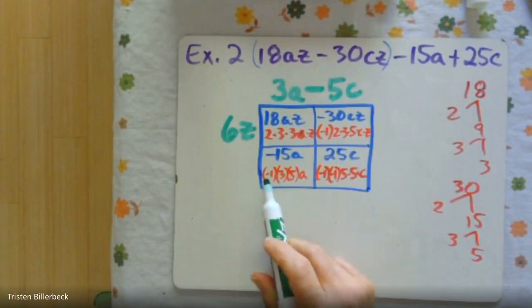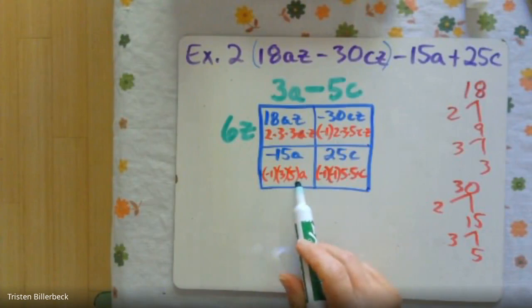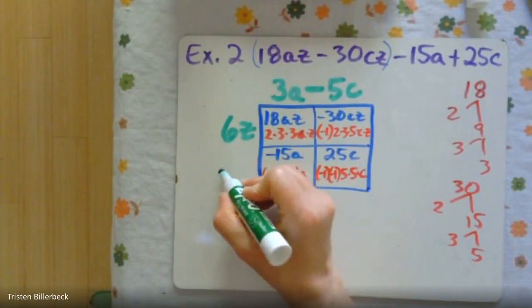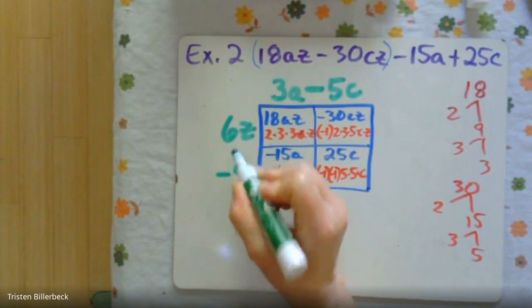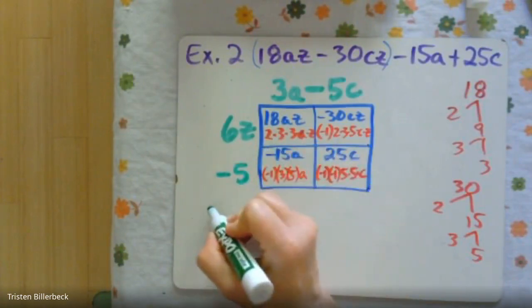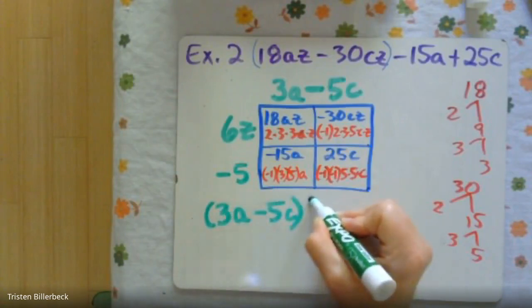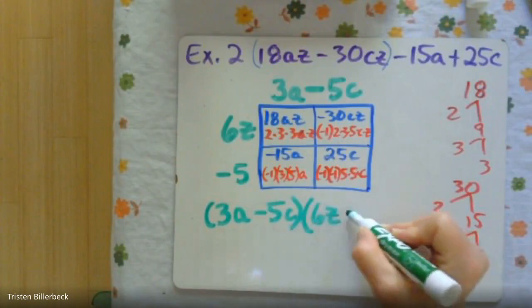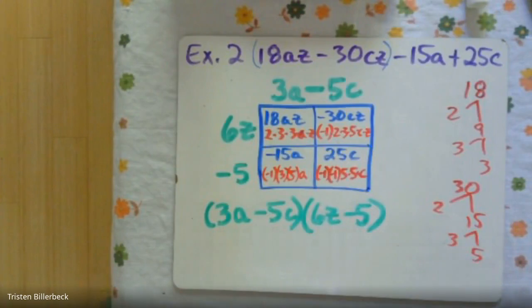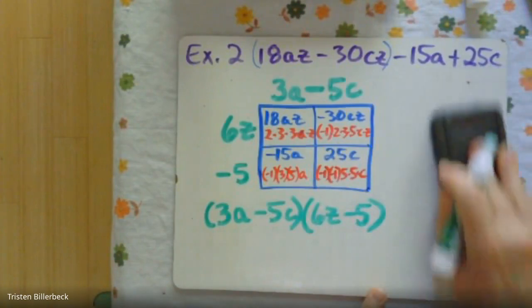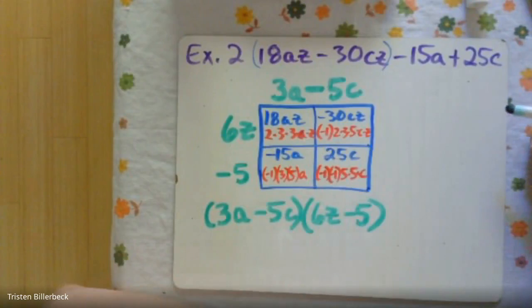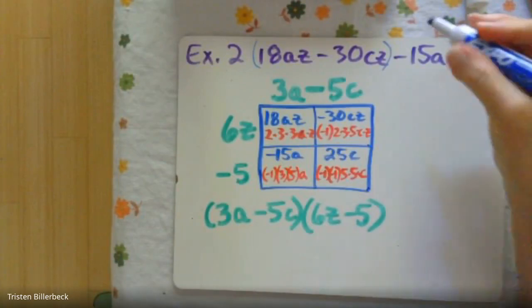All right, so we have a -1 then in common here. And we also have a 5. So -1 times 5 is -5. So when we add these together, it would factor as 3A minus 5C times 6Z minus 5. And that's how you'd factor. But you might say, wait a second, that was really, really confusing. So let's go back to this method and see. We'll just do this method really quickly.